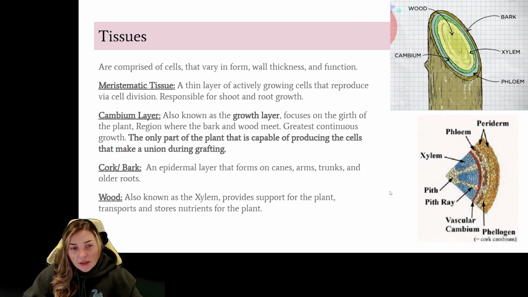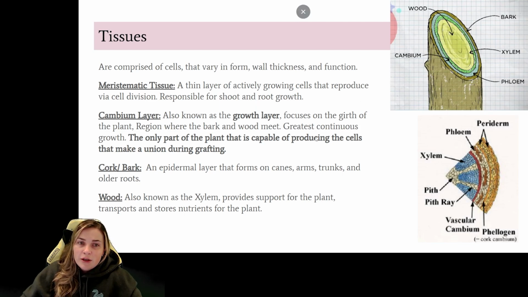Tissues are made of cells, so lots of cells put together that can vary in form, function, and shape. So what we have is meristematic tissue. This is a thin layer of actively growing cells that reproduce via cell division. This is responsible for shoot and root growth, so on both sides.